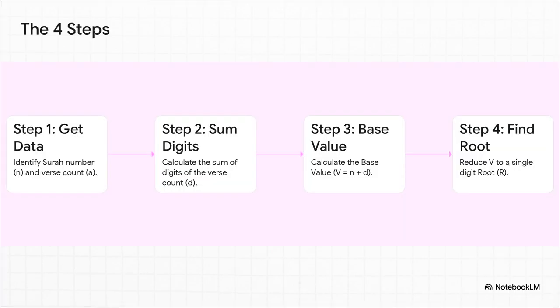Okay, so the method itself is just 4 simple steps. Let me walk you through it. First, you grab 2 pieces of data, the chapter number, which we'll call N, and the total number of verses in that chapter, A. Step 2, you sum up the individual digits of that verse count to get a new number, D. Third, you add the chapter number, N, and that digit sum, D, together. That gives you what's called the base value, or V. And finally, you just keep summing the digits of V until you get down to a single digit. That final number is your root, R.